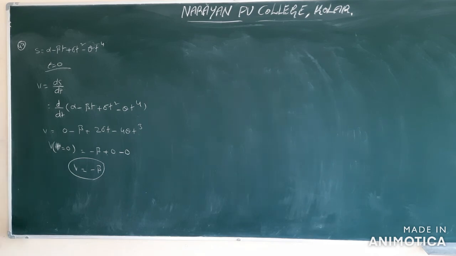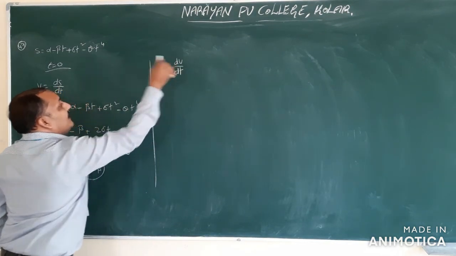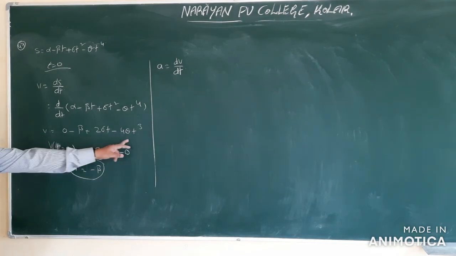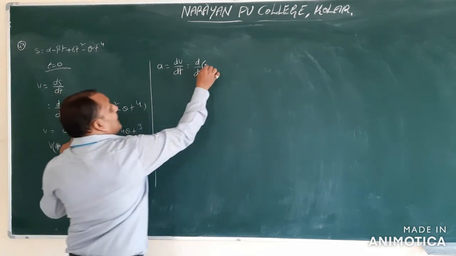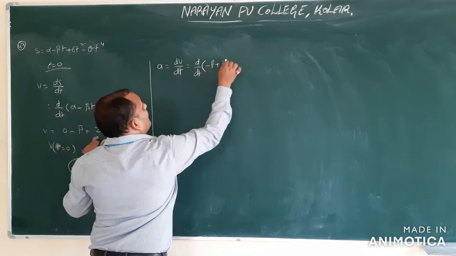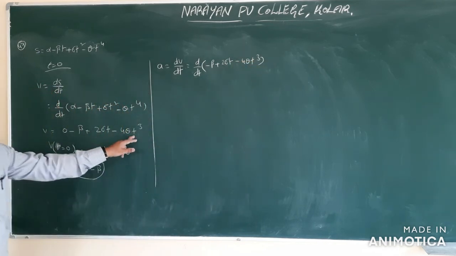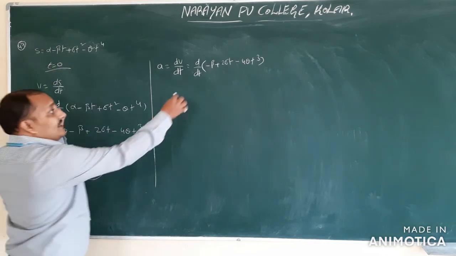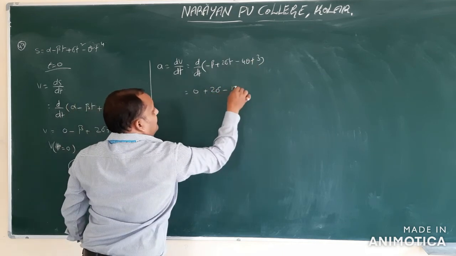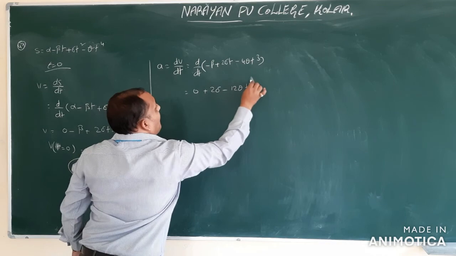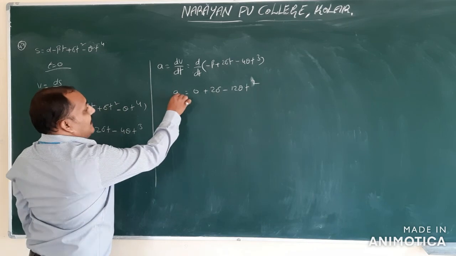Therefore, you have to do acceleration also. What does acceleration mean? A is equal to dv by dt. How much did you get for the V equation? This equation. So d by dt of velocity, which is minus beta plus 2 delta t minus 4 theta t cube. This is the velocity equation. You should not take S, you should take V. Again, this is a constant. Therefore 0 plus 2 delta minus 12 theta t square. So 4 3s are 12 theta t square. So this is the equation for acceleration.